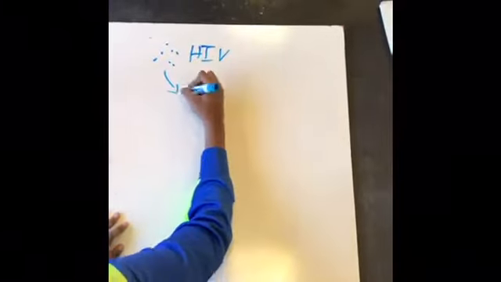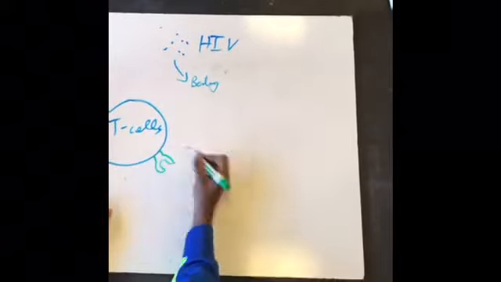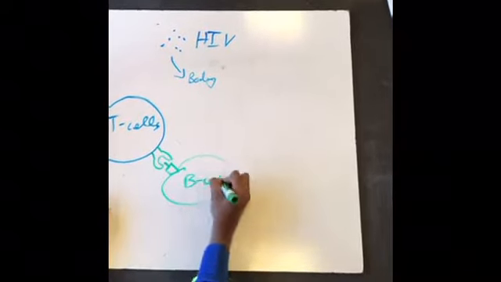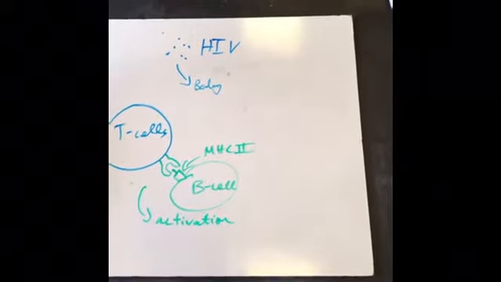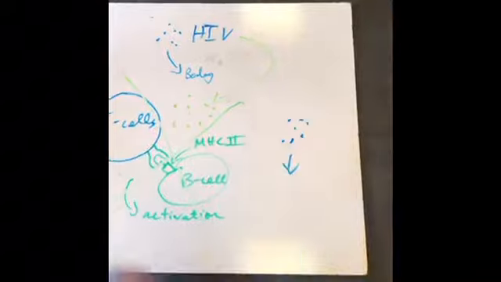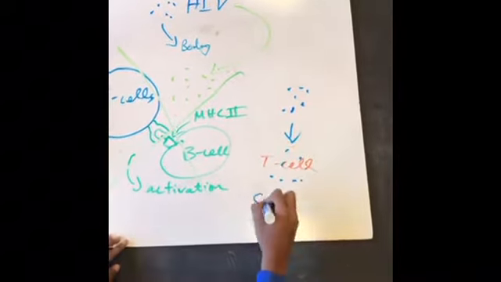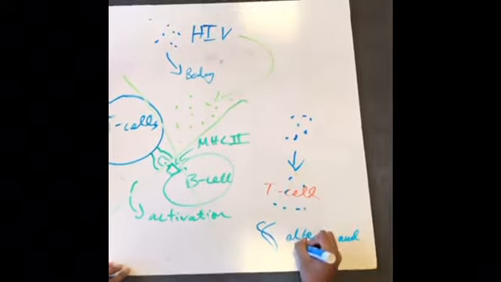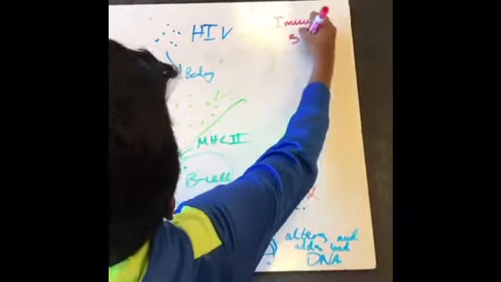With the low CD4 count in your body, it can no longer fight off invaders. Also, with the low CD4 count, your B cells won't be able to be activated, and as a result, memory and effector cells won't be able to be produced. When the HIV enters, it alters the DNA of the cell itself, and the immune system, as a result, shuts down.